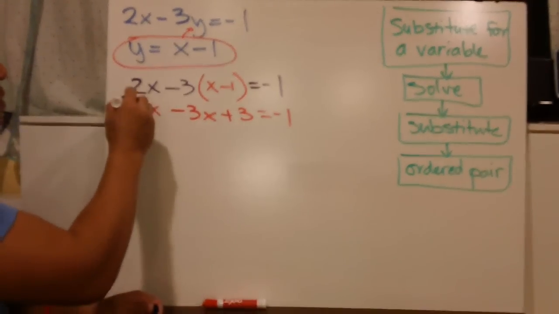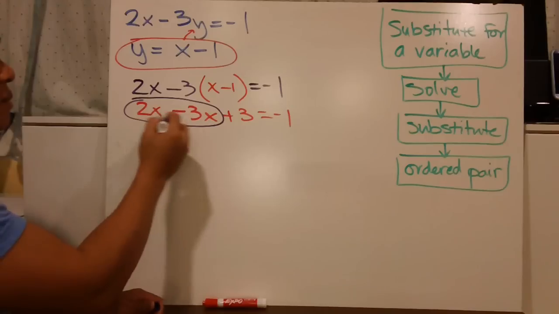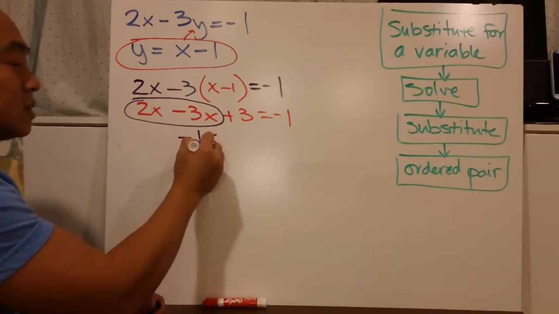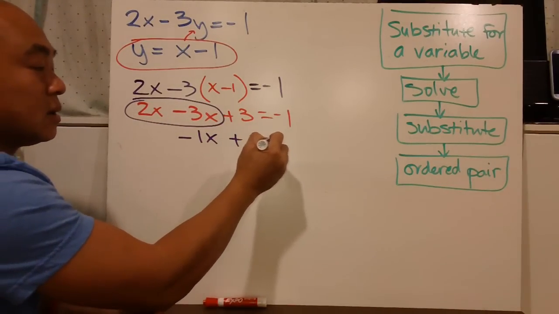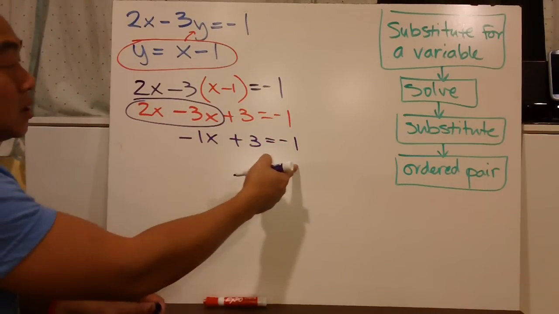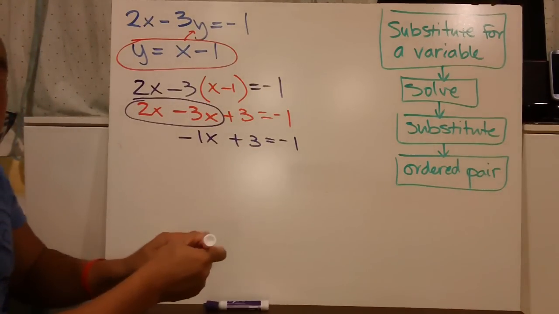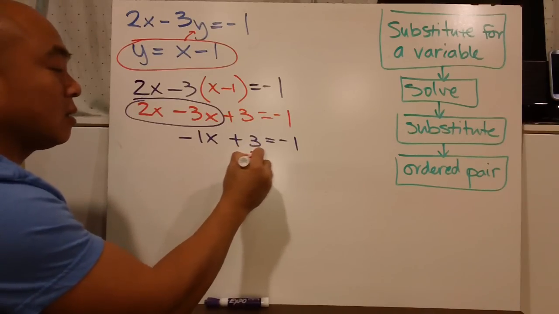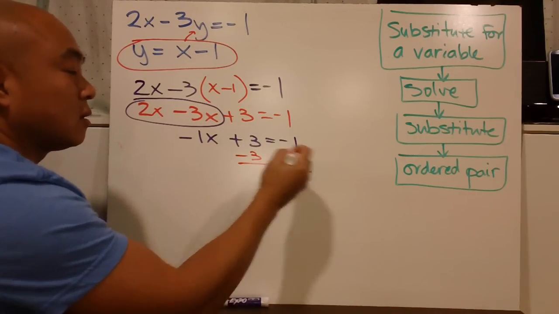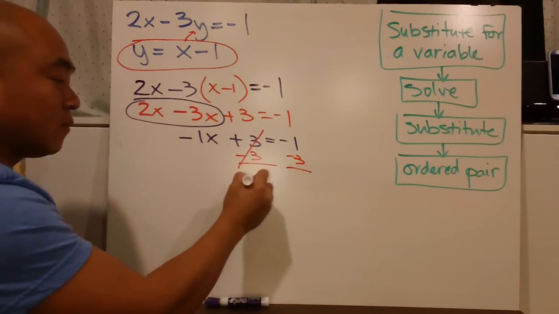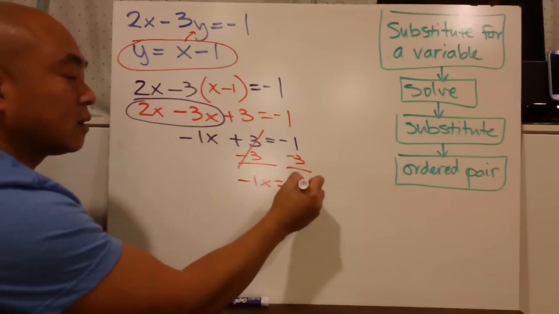Because we have like terms here, we're going to go ahead and combine them. And that gives me negative 1x plus 3 is equal to negative 1. I'm going to continue on here. Now if you notice, it's a two-step equation, so I'm going to subtract 3 here, subtract 3 here. I now have negative 1x is equal to negative 4.